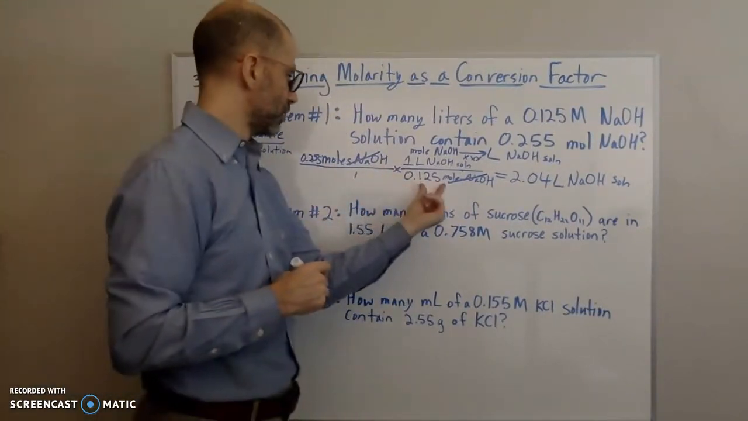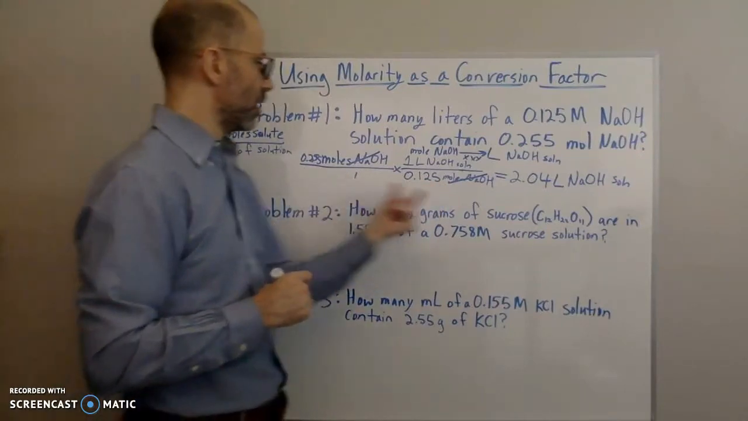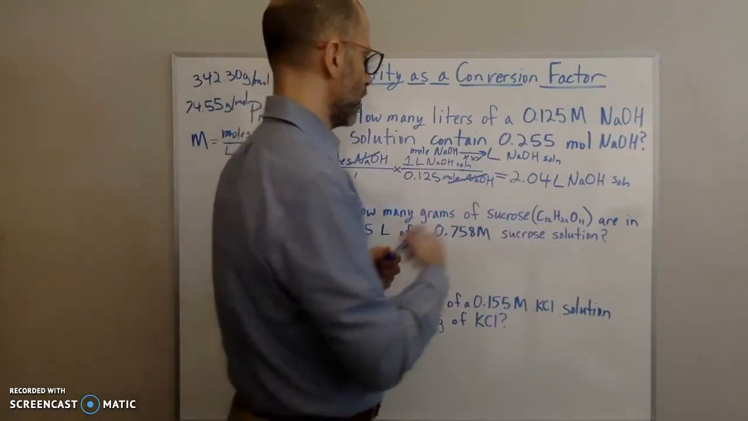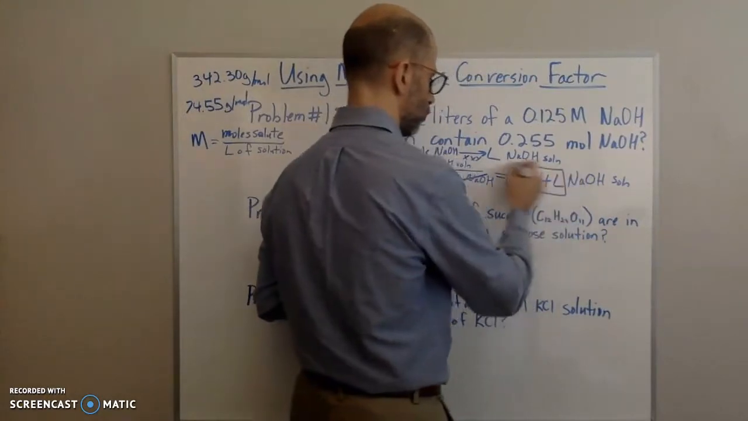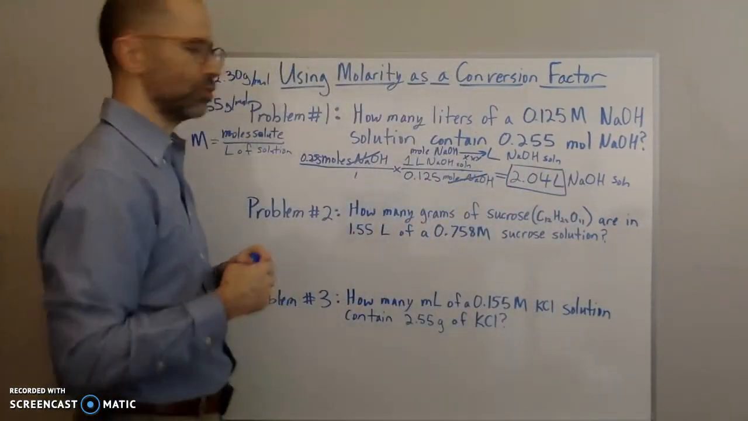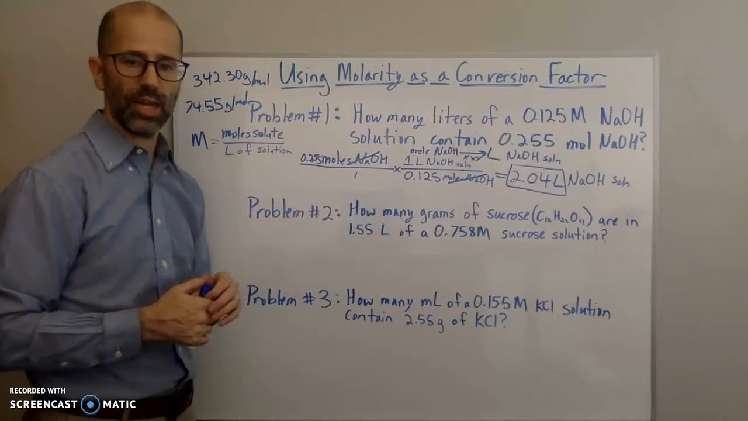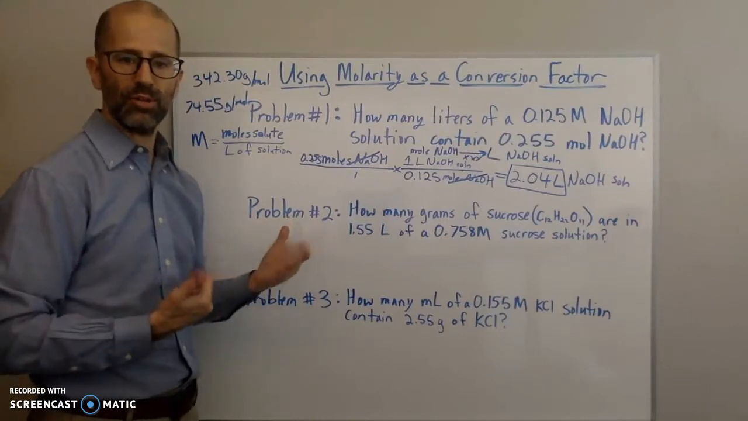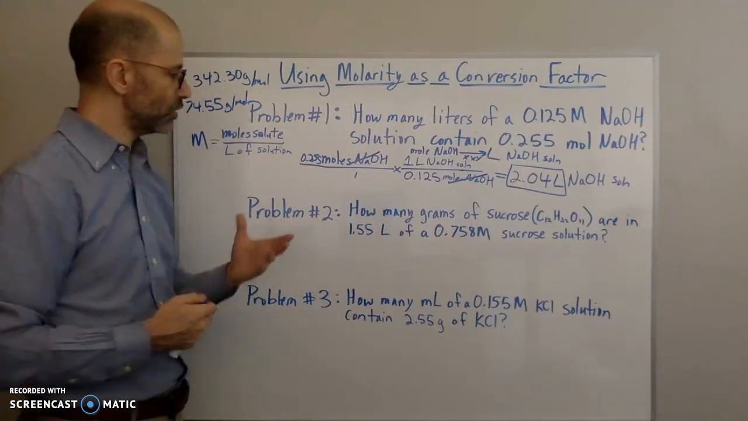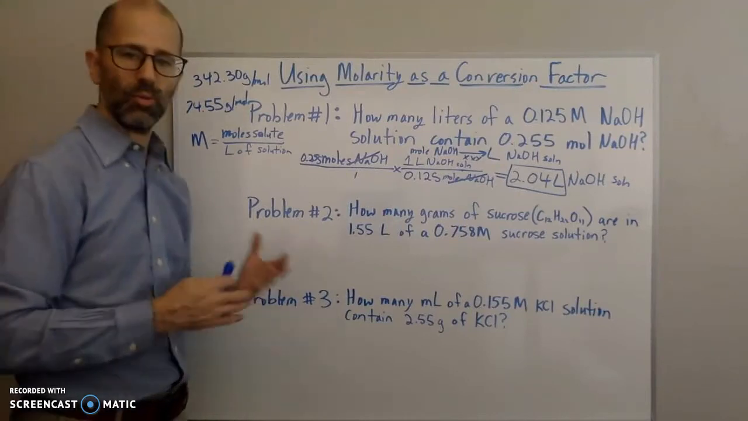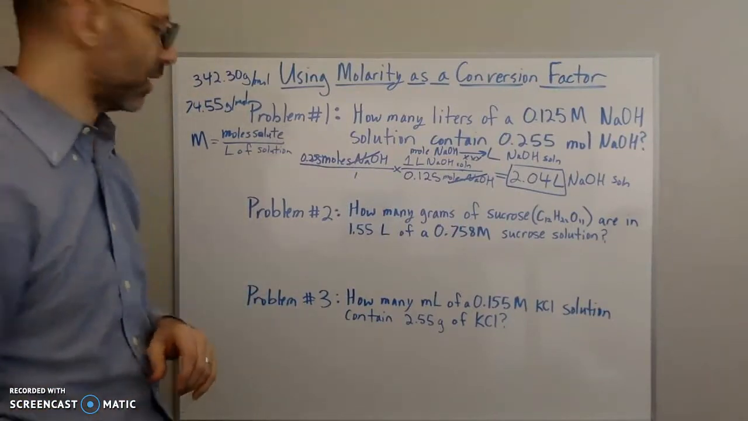Then I keep track of my sig figs. So I have 3 sig figs here, I have 3 there. I'm allowed to have 3 there, and that's what I have. So this would be my final answer, 2.04 liters of NaOH solution. So that's how you use it as a conversion factor. Let's try another problem, one that's a little bit more complicated.